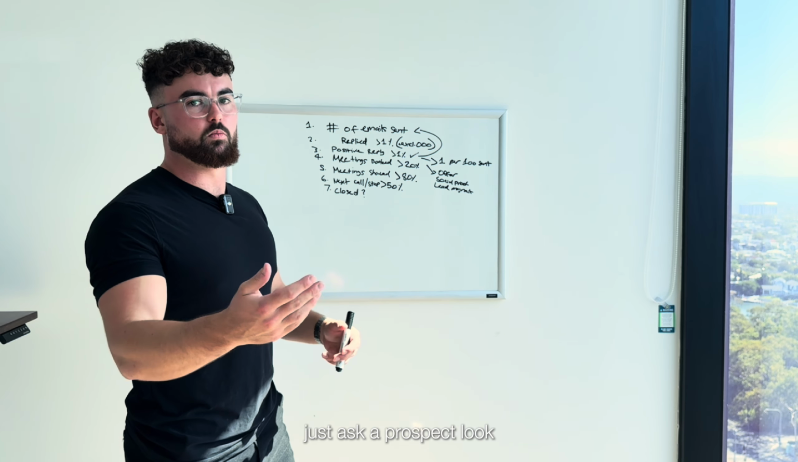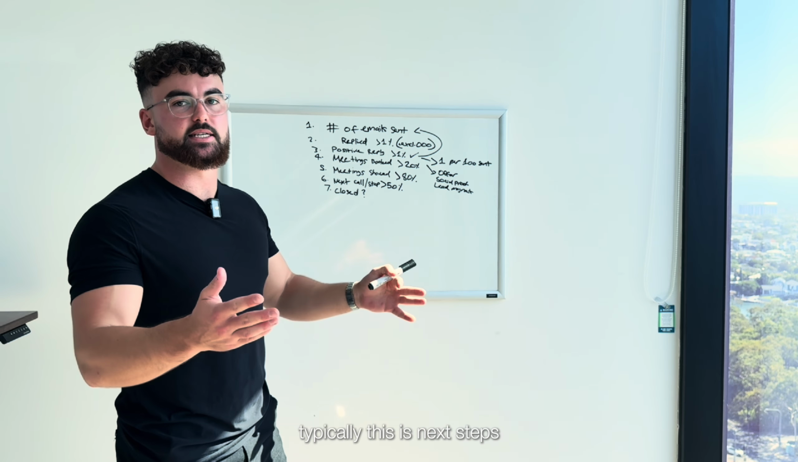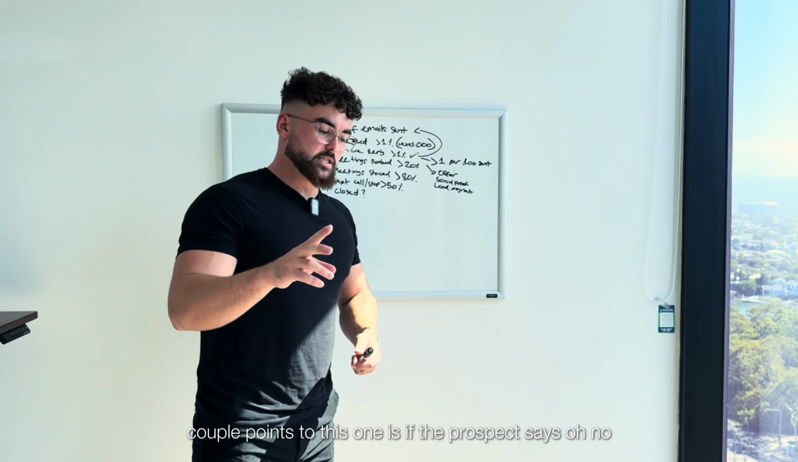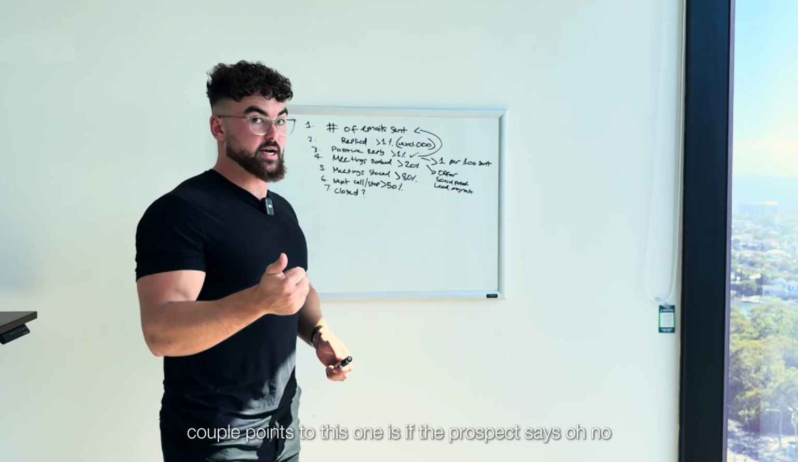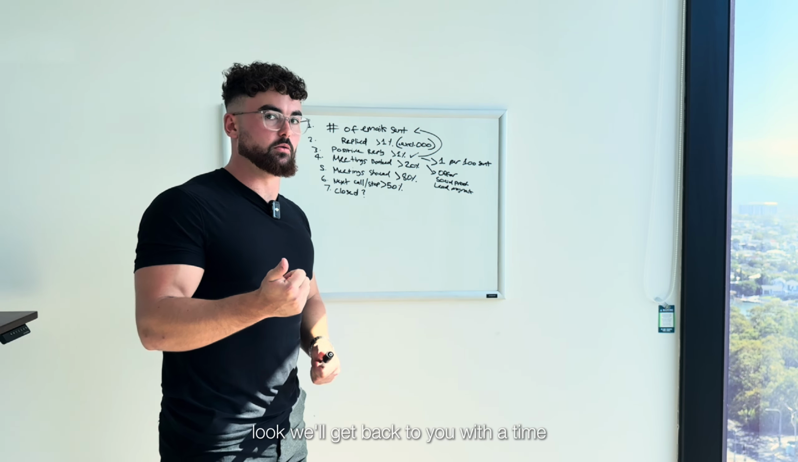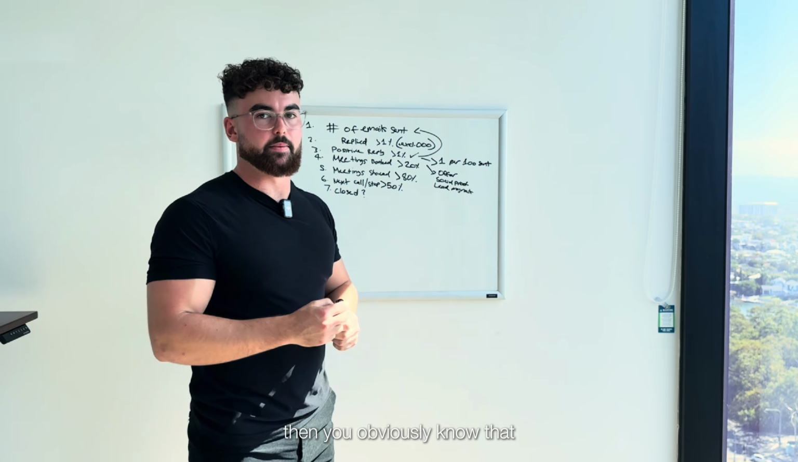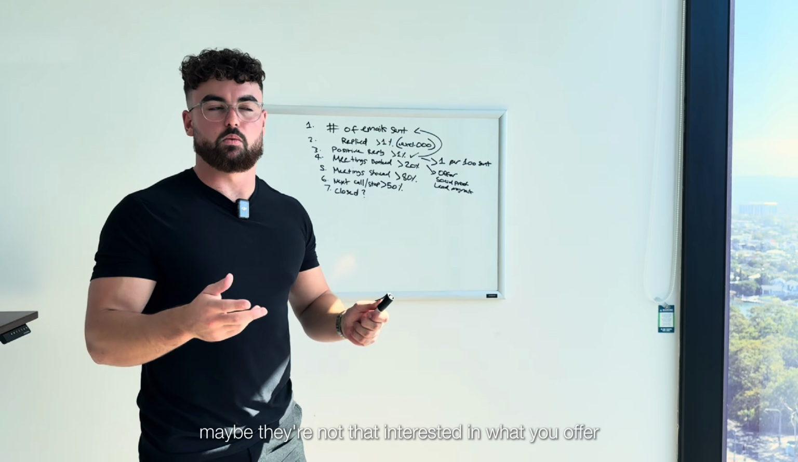Just ask the prospect, look, when would work next for you to catch up? Typically, this is next steps, right? Or you just explain the next steps and say, look, when would you like to catch up next? Couple points to do this. One is if the prospect says, oh no, look, we'll get back to you with a time, and they're just a bit uncertain, then you obviously know that maybe they're not that interested in what you offer for whatever reason.